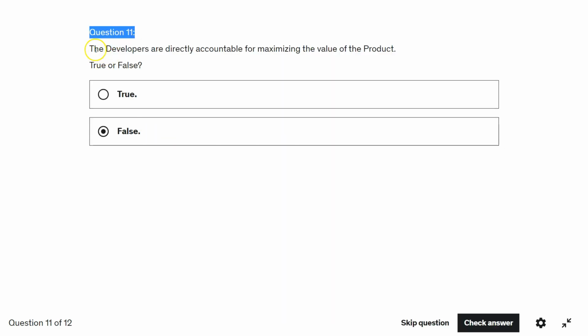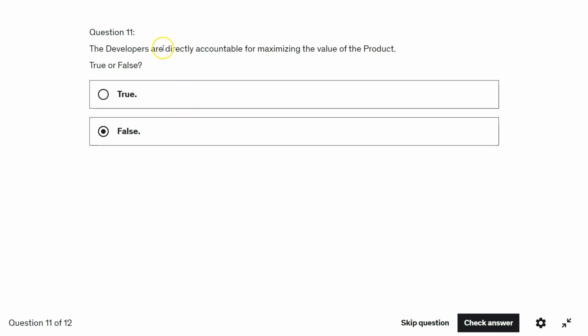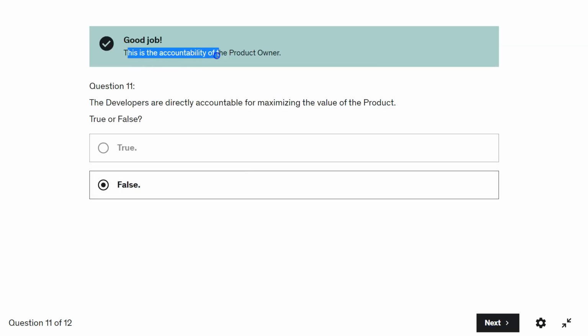Question 11. The developers are directly accountable for maximizing the value of the product. The answer is false. It is the responsibility of the product owner to maximize the value of the product. This is the accountability of the product owner.